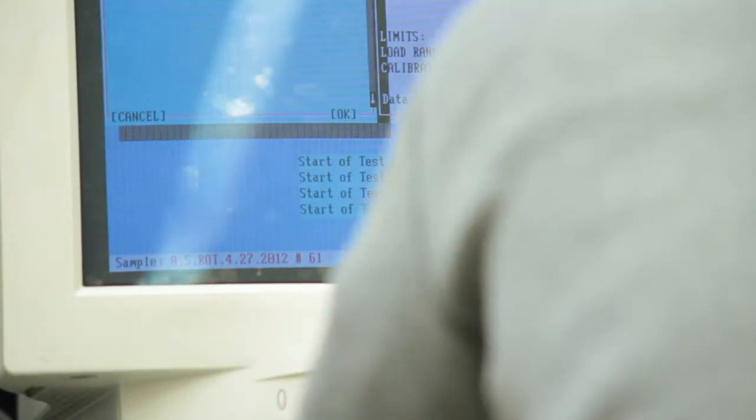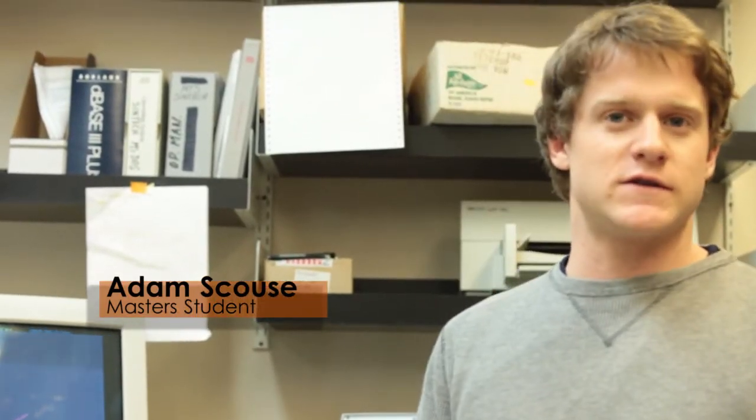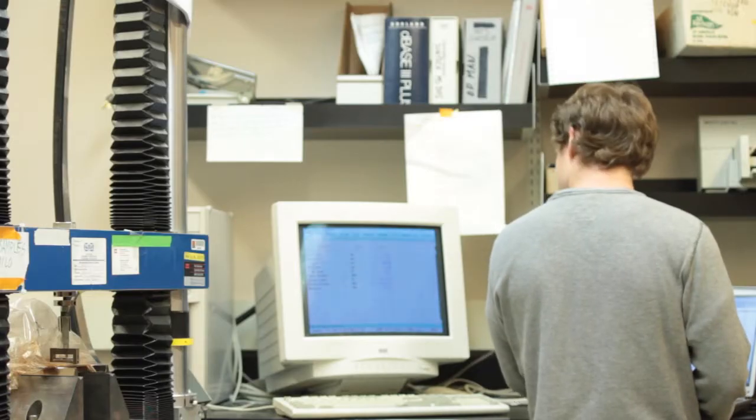All right, well, good afternoon. Welcome to the Mechanical Testing Laboratory here at Oregon State University's Department of Wood Science and Engineering. My name is Adam Scouse. I'm a graduate research assistant here. And what I'm doing today is trying to track the bending properties in wood and how they change when wood is exposed to brown rot.